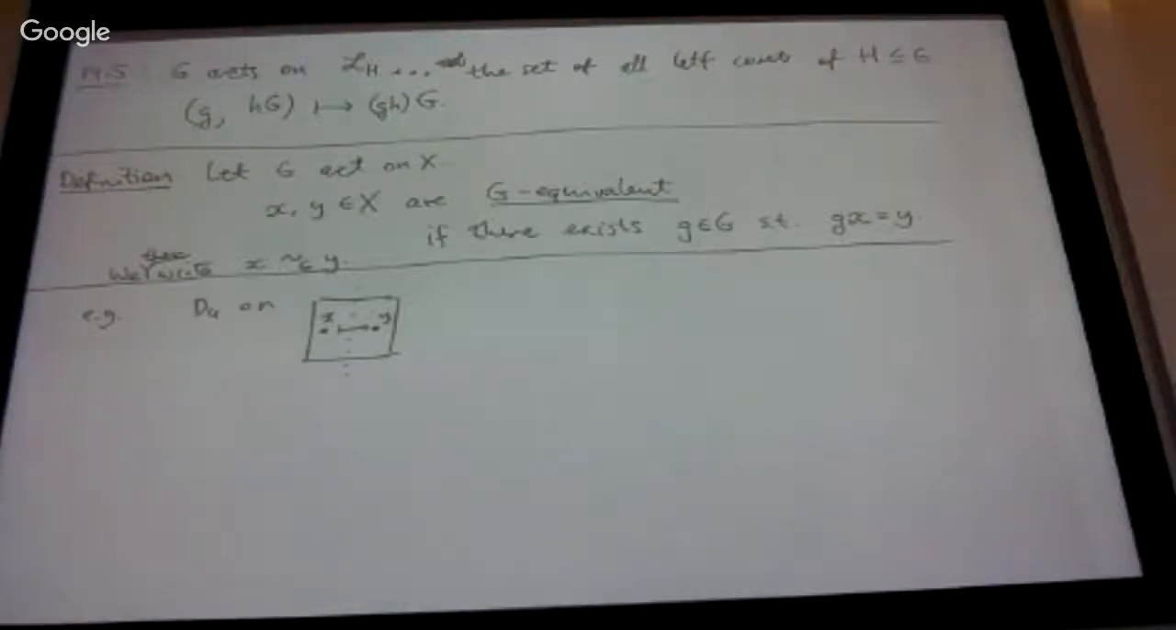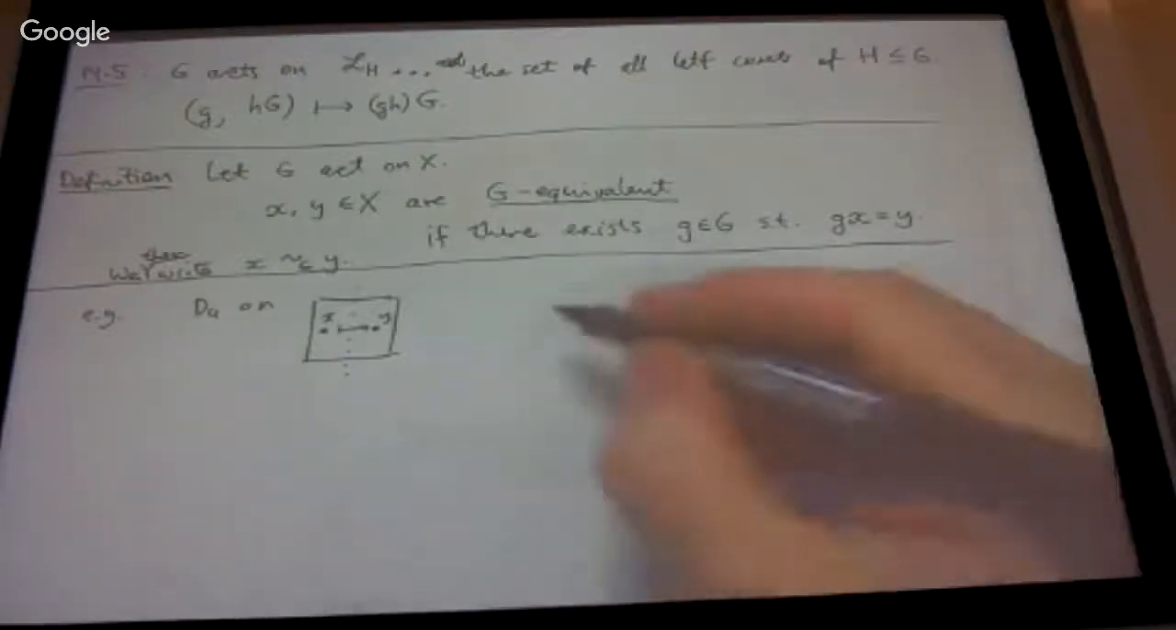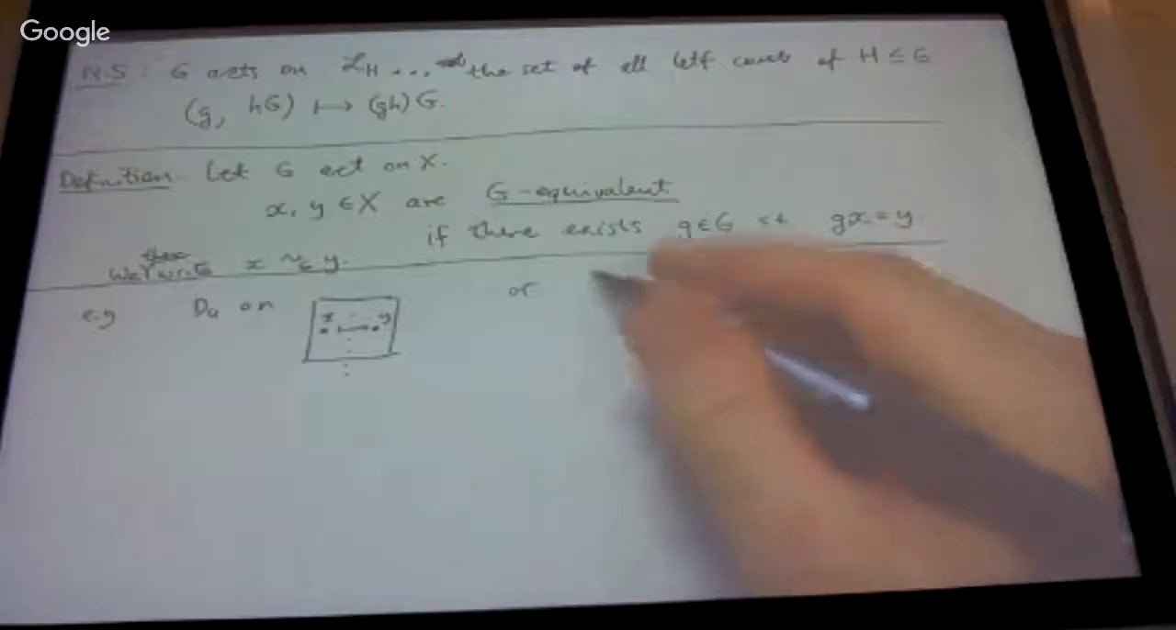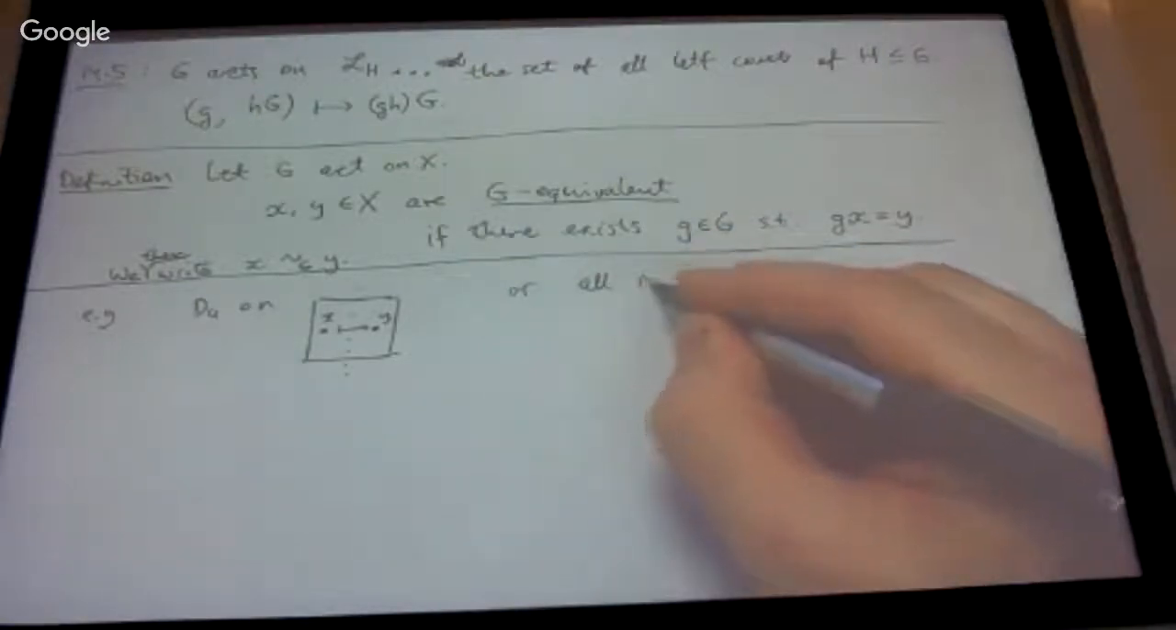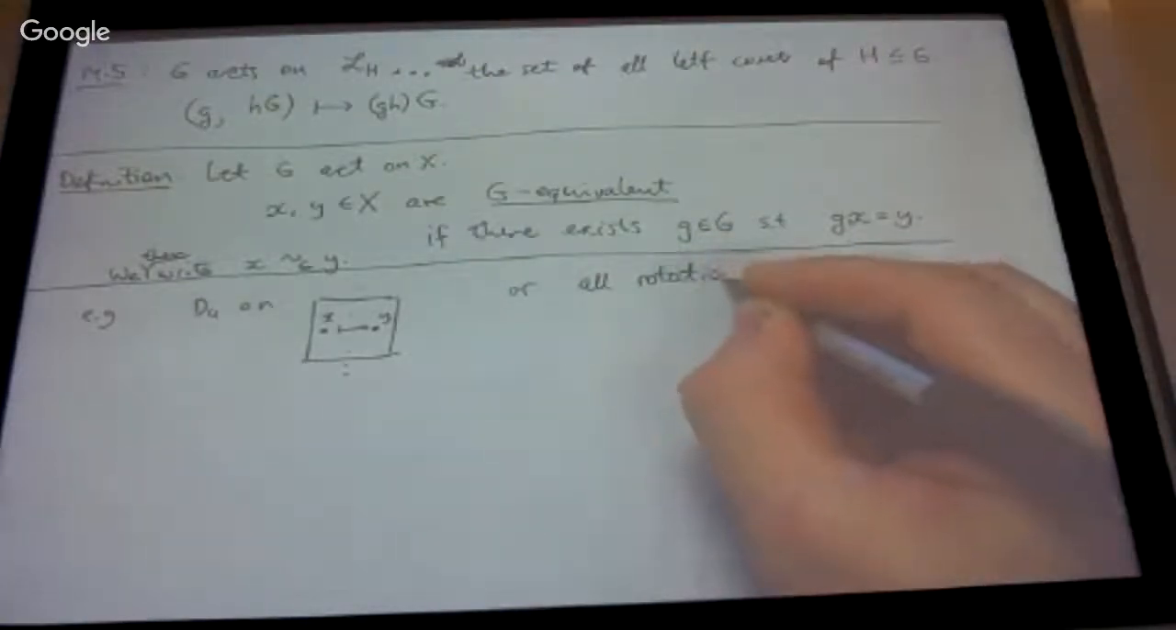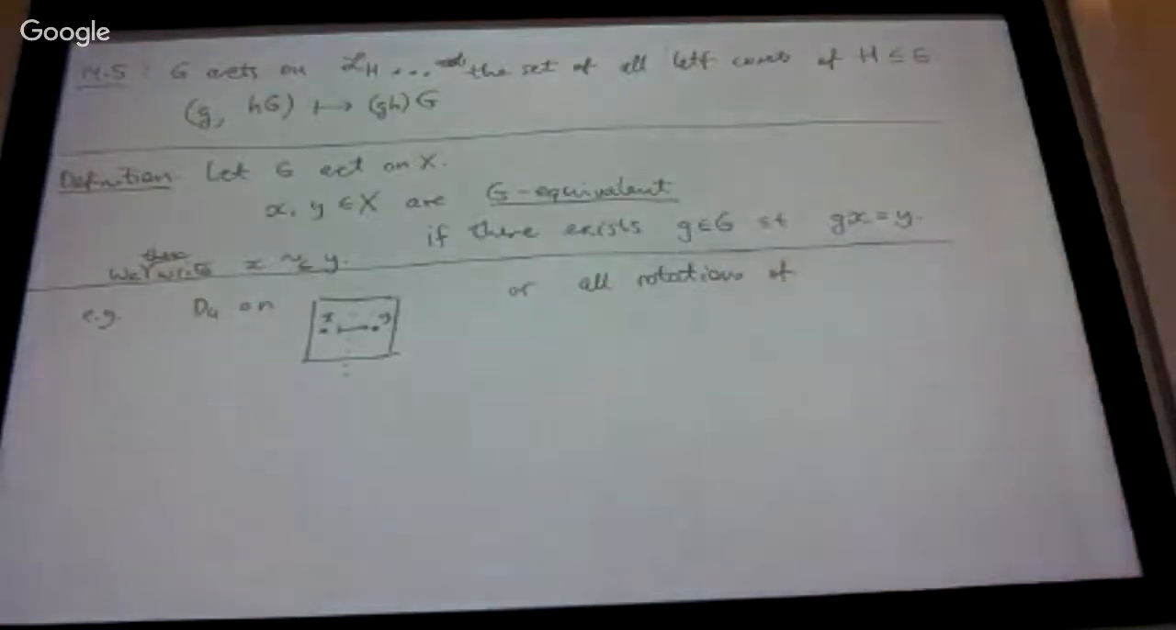I can't think of anything. Is that all right now? Or another example, or we'll have more examples. Well, another example is when you have... well, we didn't really do the rotations.